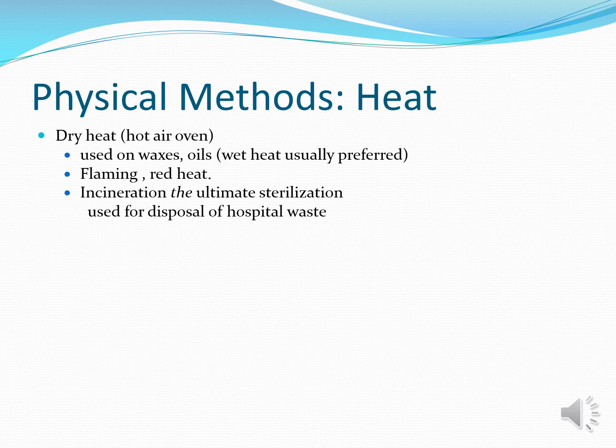So dry heat. The instrument which uses dry heat for its working is the hot air oven. It is used on oils, waxes, flaming, red heat, and incineration, which is the ultimate sterilization used for disposal of hospital waste. Incineration is nothing but burning at higher temperatures, around 1000 to 2000 degrees Celsius.